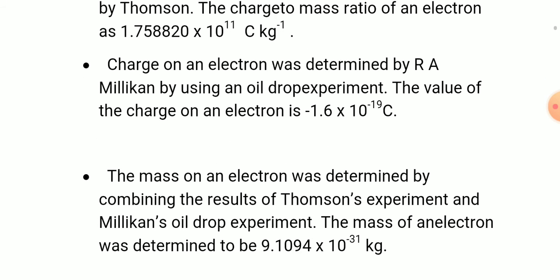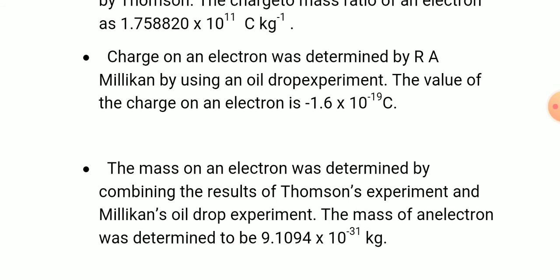And next point, the mass of an electron was determined by combining the results of Thomson's experiment and Millikan's oil drop experiment, and the mass of an electron was determined to be 9.1094 × 10^-31 kg, or simply you can say the mass of an electron is 9.1 × 10^-31 kg.